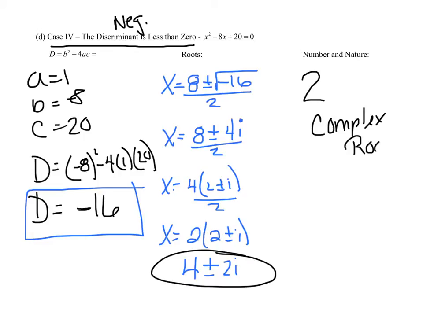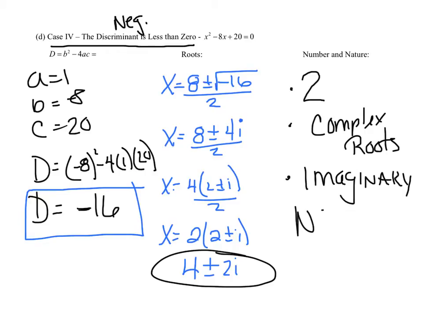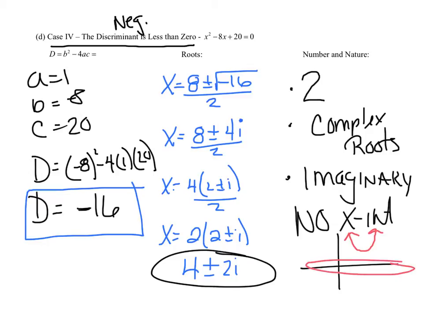Complex roots or imaginary numbers, okay, 2 complex roots. The key is that they are imaginary. And we talked about this yesterday. If they're imaginary, there are no x-intercepts. They do not touch the x-axis. So that means this graph, it's a positive x squared, so I know it looks something like this. It has 0 x-intercepts. It is not touching the x-axis.